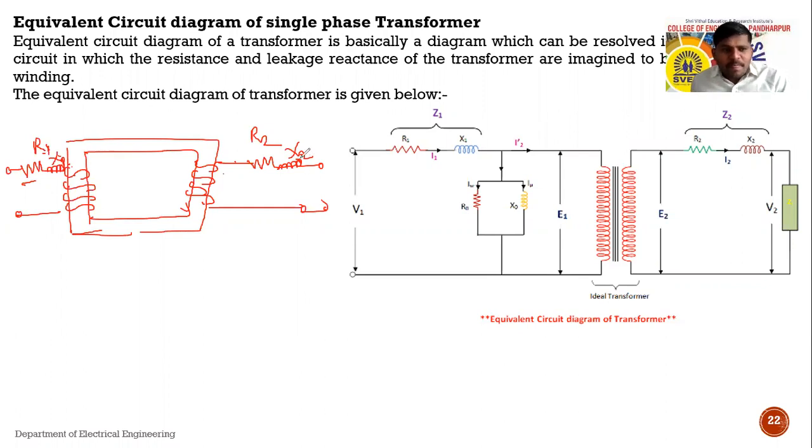Now see, this resistance R1 belongs to the primary winding, R2 belongs to the secondary winding. X1 is the reactance on the primary side, X2 the reactance on the secondary side. We have drawn these external to each and every winding, that means the primary winding and the secondary winding.